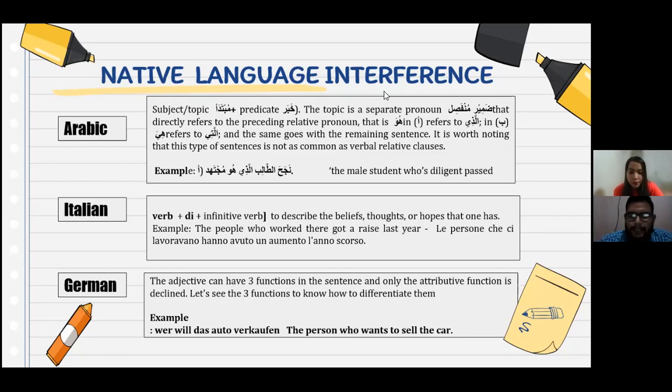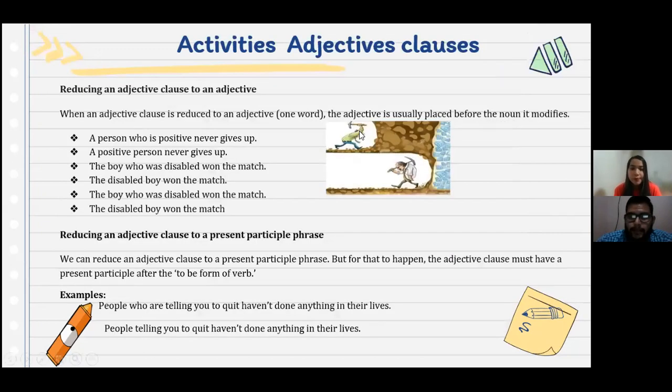Next, please. Next. Thank you. Activities: adjective clause reductions. For example, there are some reductions of adjective clauses to understand. When an adjective clause is reduced to an adjective, one word, the adjective is usually placed before the noun. In this case, "the person who is positive never forgets." The first example you are going to do: "A positive person never gives up."